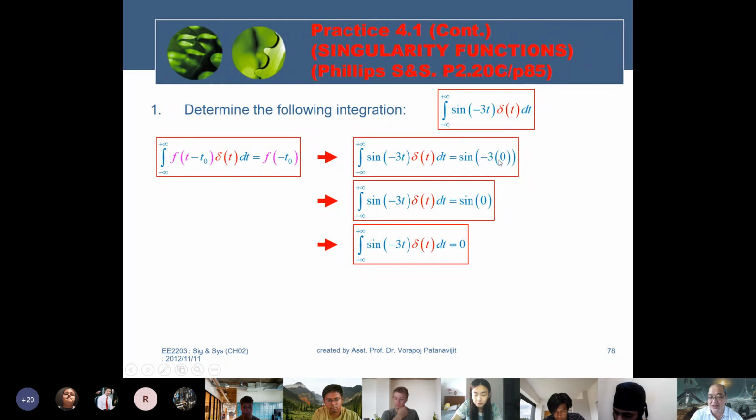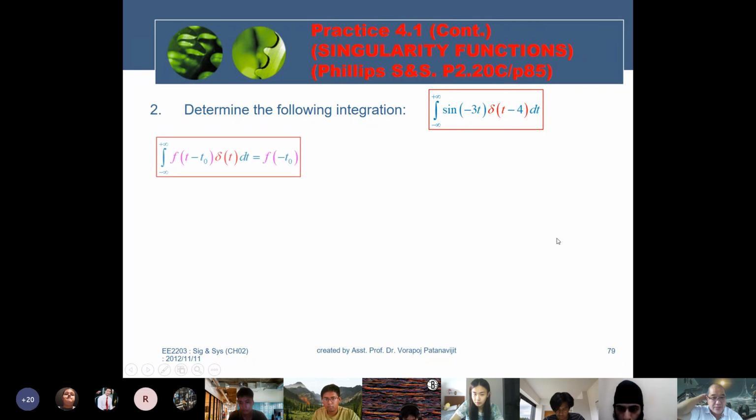F of minus t naught is here. Okay, minus t naught is minus. In this case, the time is not shifting. Therefore, sine minus 3 at the time equal to 0. In this case, t naught equal to 0. Sine 0 gives you 0. Sine 0 gives you 0. Therefore, in this case, you multiply them. The result is here. You multiply sine with the delta function and you integrate from minus infinity to infinity. The result equals 0.